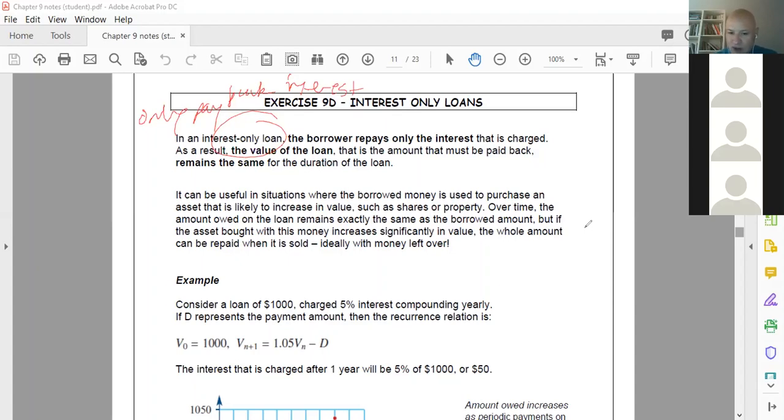So nothing changes. The only thing, one thing changes in your future value on your calculator. It means your future value is exactly the same as what you start off with. But of course, it has to be a negative because you're still paying off the bank. That's the only thing that changes.